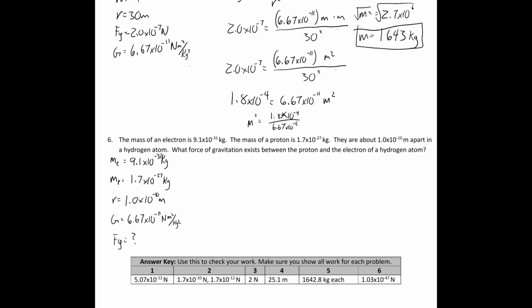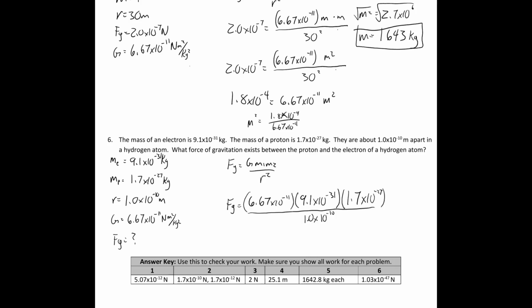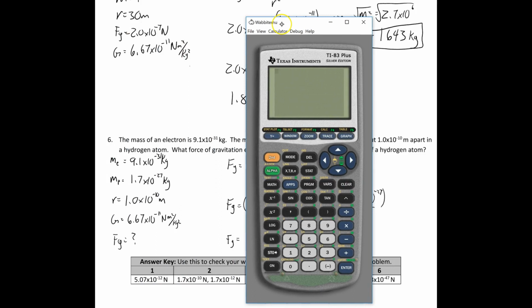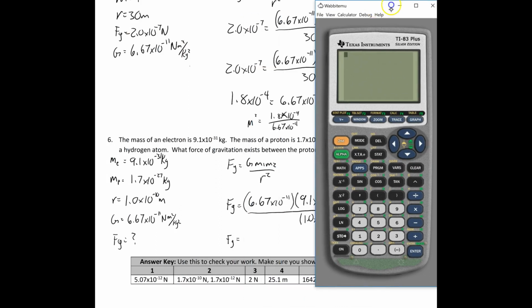We just write our equation, then we substitute what we know and what we don't know. Don't forget to square the radius. And that's technically the easiest part, even though we're writing a lot. The hard part for this is plugging it in the calculator. So again, we just want to be careful when we're plugging it in. So you just take it one step at a time.